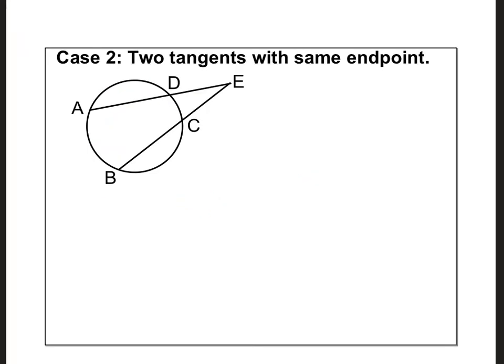The next case, if you have two, I'm sorry, this should say secants, and I missed that typo there. We have two secants. I used these notes years ago and never caught that. Or if I did, I forgot to change it. But let's say we have two secants. So AE is a secant. BE is a secant. They have the same endpoint, point E.